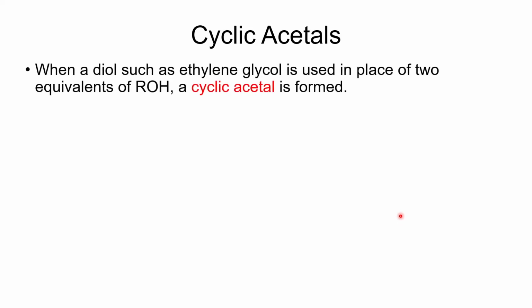All right, so now let's look at cyclic acetals. With a cyclic acetal, if we have a diol like ethylene glycol, and ethylene glycol is commonly used when making these cyclic acetals, you can use that in place of having two equivalents of an alcohol. Instead, have this ethylene glycol. You get a little bit of an entropy advantage over having two molecules of an alcohol. All right, so you have an entropy advantage.